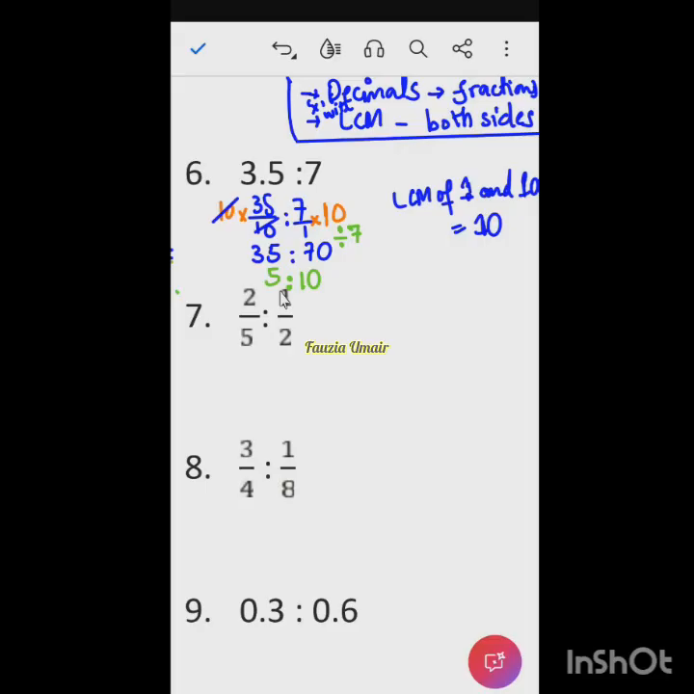Ma'am, can I still divide? It can be further divided. We can further divide with 5. So what will be the final answer? 1 ratio 2.